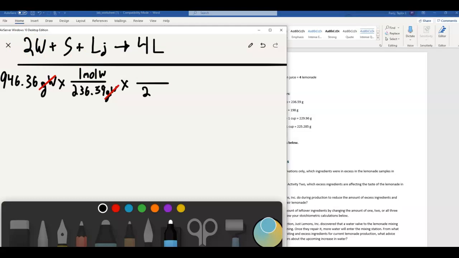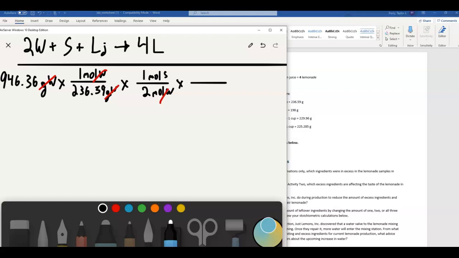Okay, 2 moles water for 1 mole sugar. And if you see, that's going to cancel our water out and give us sugar. But we're not done yet because we're trying to figure out this value in grams. We need to figure out how many grams of sugar we can make with this. So we're going to do one last conversion before I put anything in a calculator.